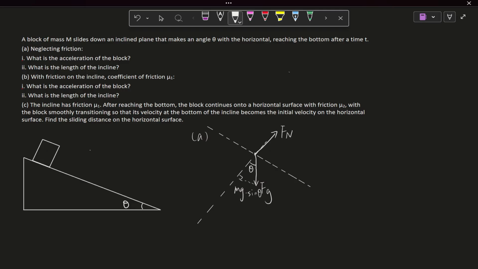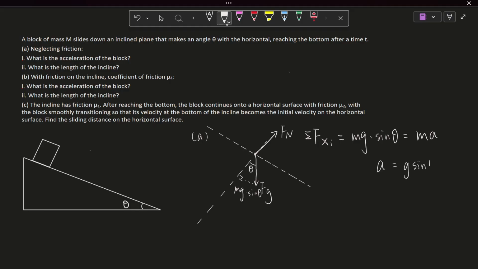Now let's write the net force equation for the direction along the incline, which is this direction. We can write net force Fx along the incline is equal to mg times sine theta, and it is equal to ma, which gives a is equal to g sine theta. That is your answer. And the second part is to find the length of the incline.